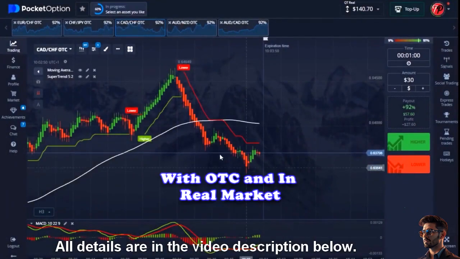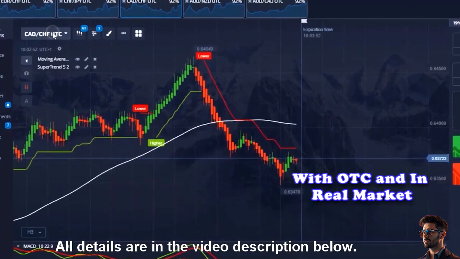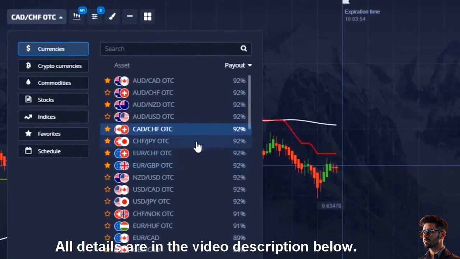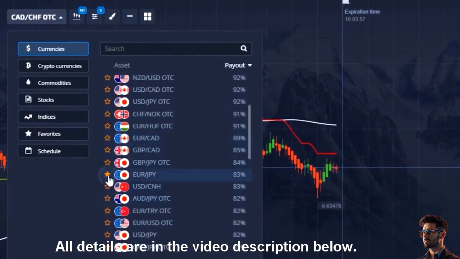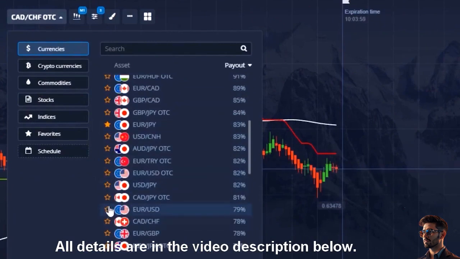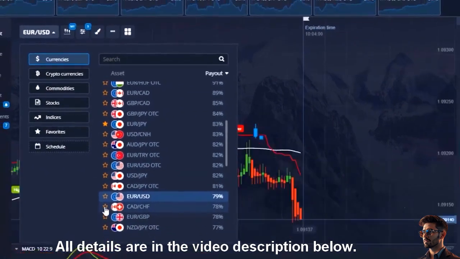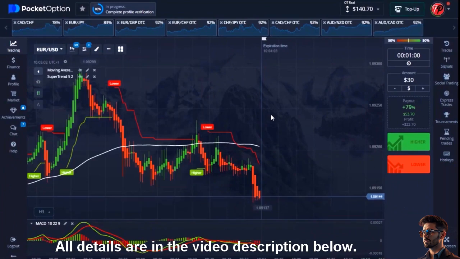Like I said earlier on, I'll be trading this strategy both with OTC and the real market. It actually works with OTC and the real market, and it's a very powerful strategy, guys. It's a very powerful one, and I'm going to explain in detail how it works.